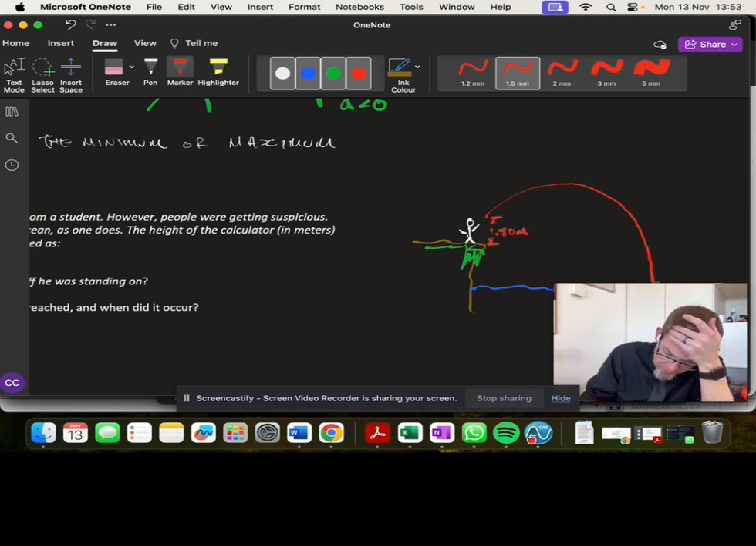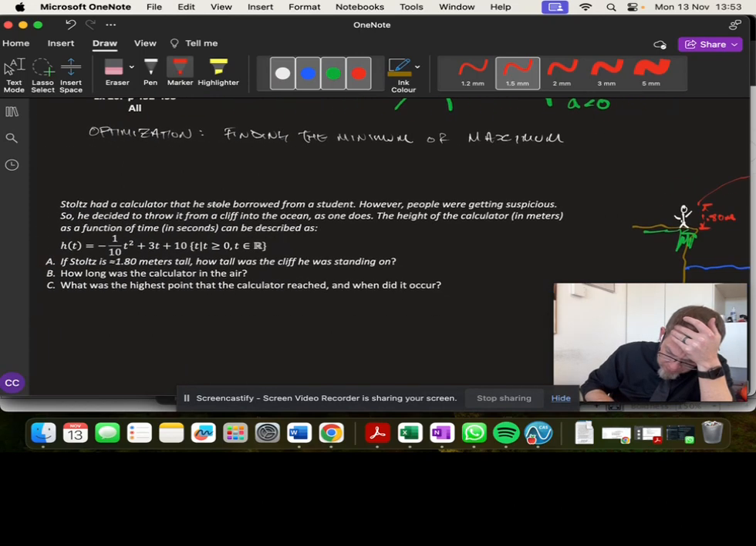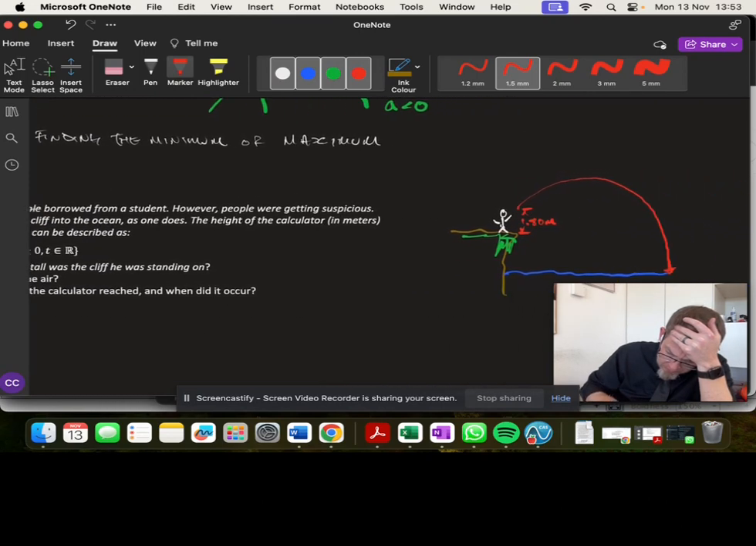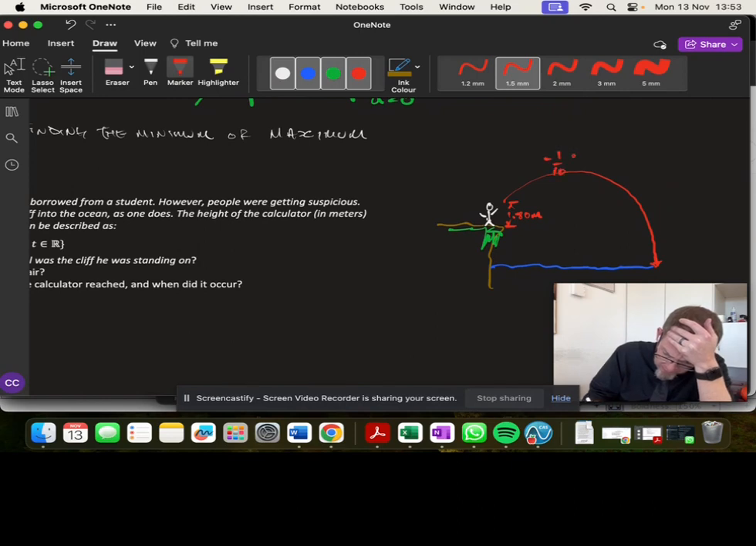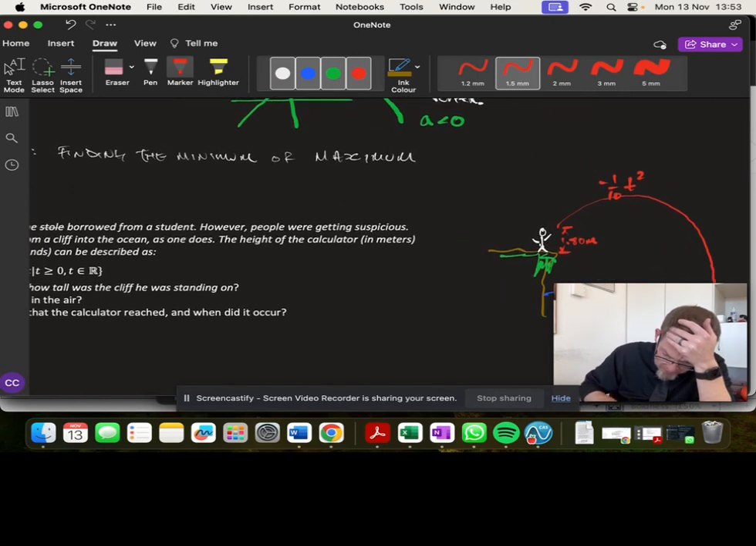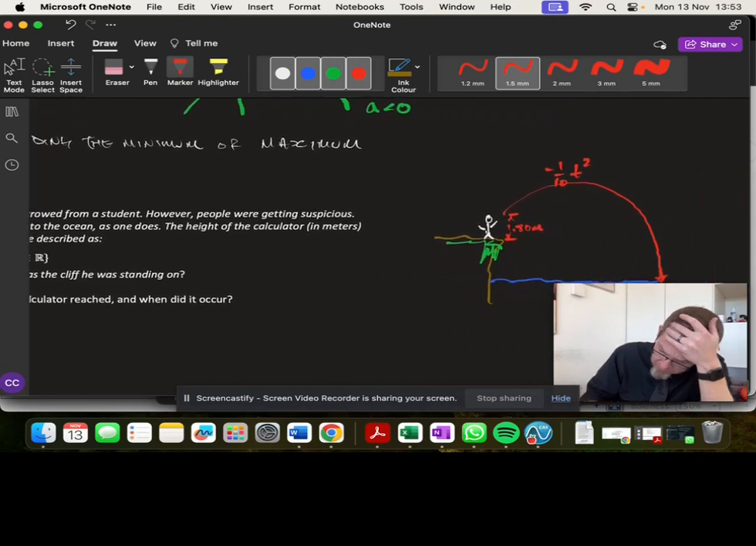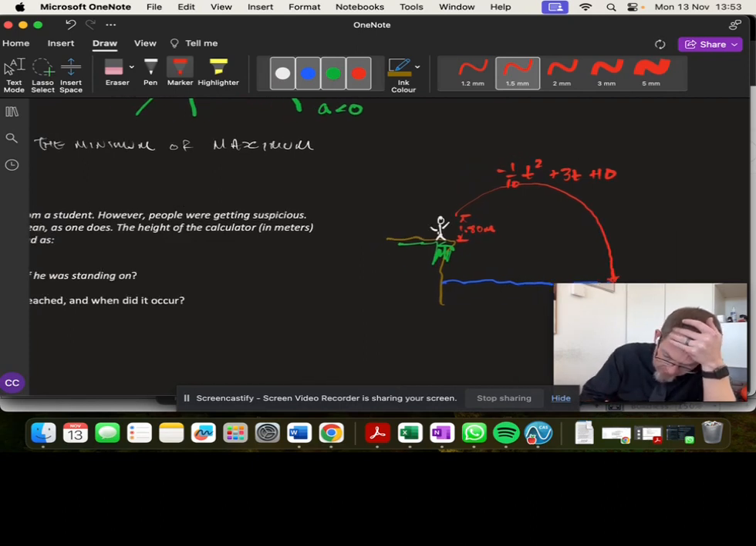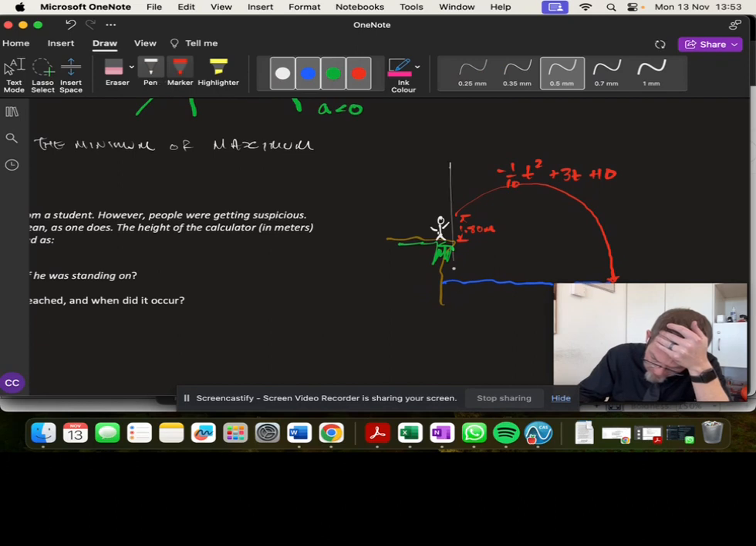Got 1.8 meters. Now, we know that the original function is negative 1/10 t squared plus 3t plus 10. That is my original function. If we were to translate this onto a coordinate plane, the place where this took off from is going to be my y-axis. So this is my y-intercept.